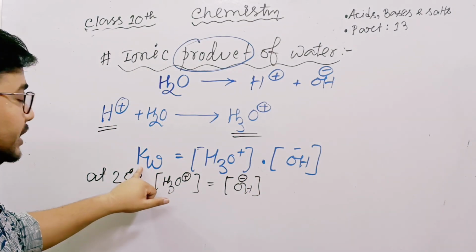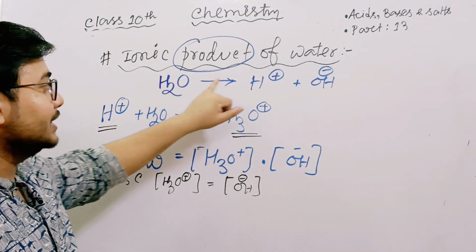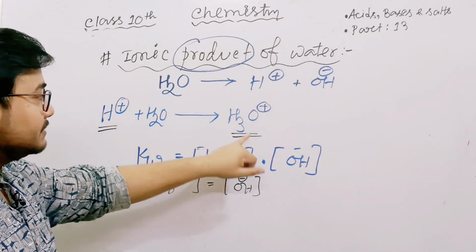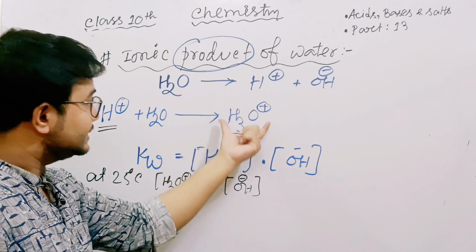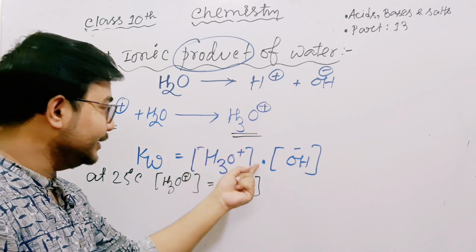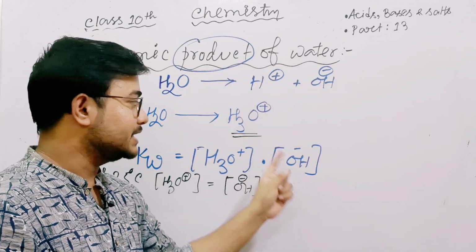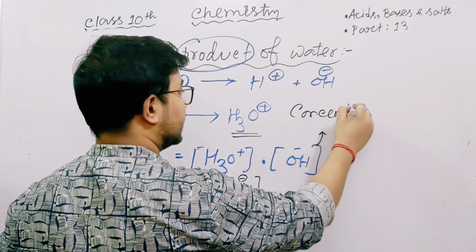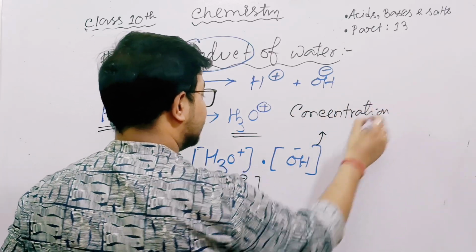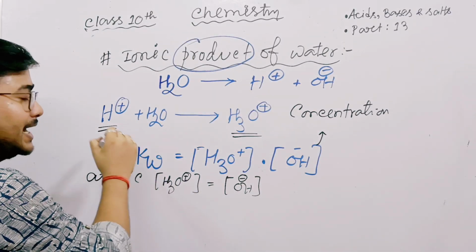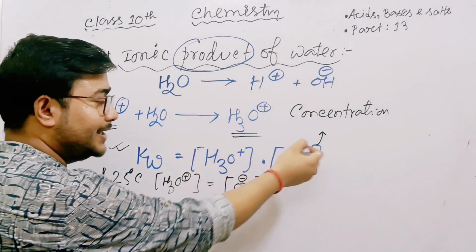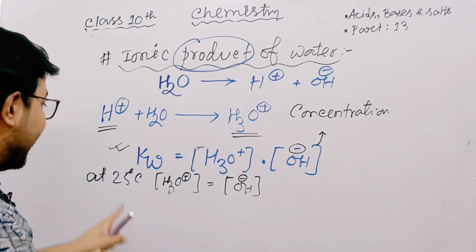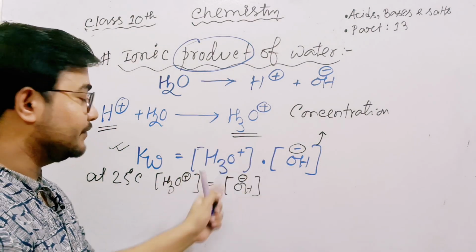So what is the ionic product of water? Whenever water cleaves or dissociates, it will form H plus. So H plus and H3O plus are both the same. So the concentration of H3O plus into the concentration of OH minus. Third bracket means concentration. Do you understand? So what is the ionic product of water? The concentration of hydronium ion and OH minus ion is known as the ionic product of water. And at 25 degrees centigrade, they both have the same value.